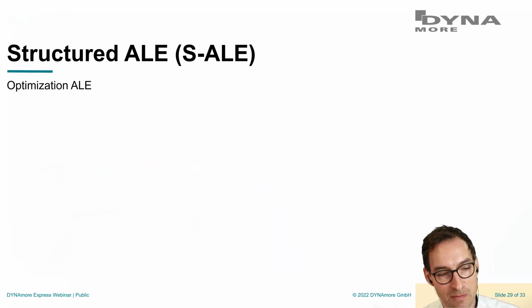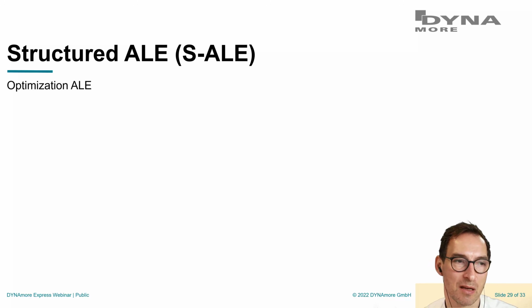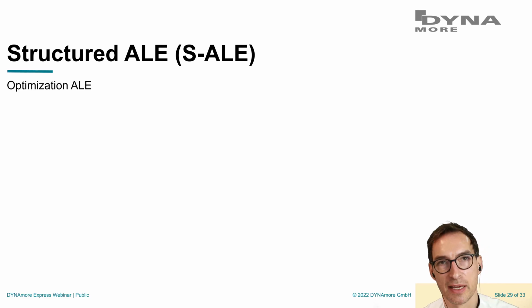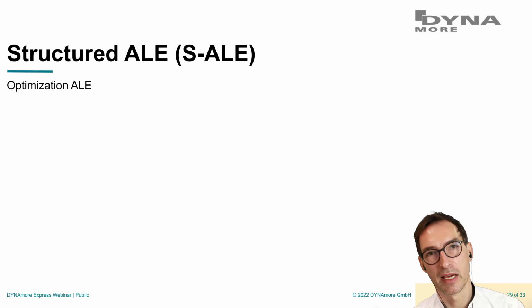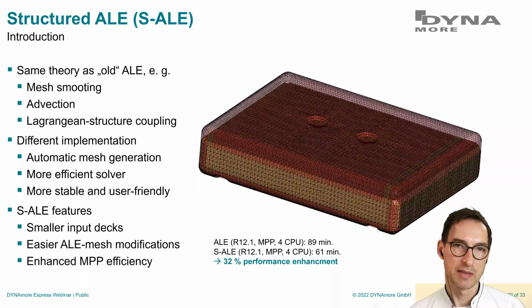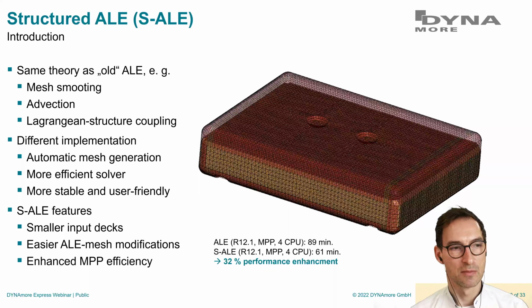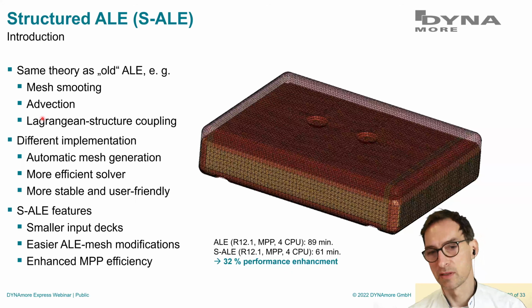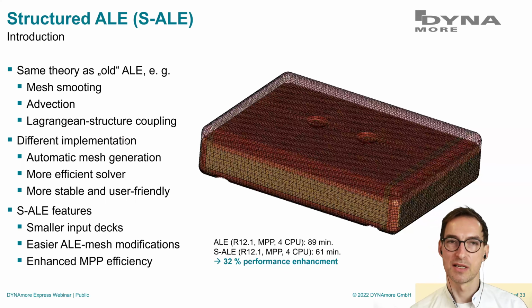Okay, last one, and this is basically a whole new chapter, but I'll keep it short. I'm talking about the so-called structured ALE. The structured ALE is a new implementation of the ALE, but it's trying to optimize the computation. So the whole theory is the same. The steps are the same. We have the same old ALE theory, the mesh smoothing, the advection. The Lagrangian structure works exactly the same way. However, it's just a different implementation.